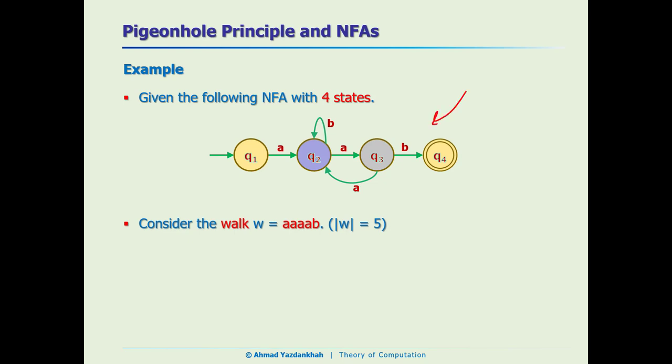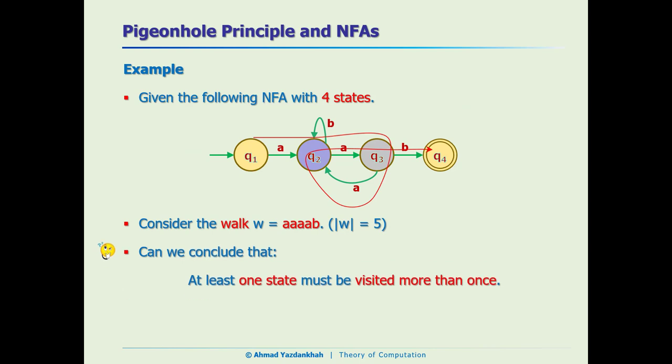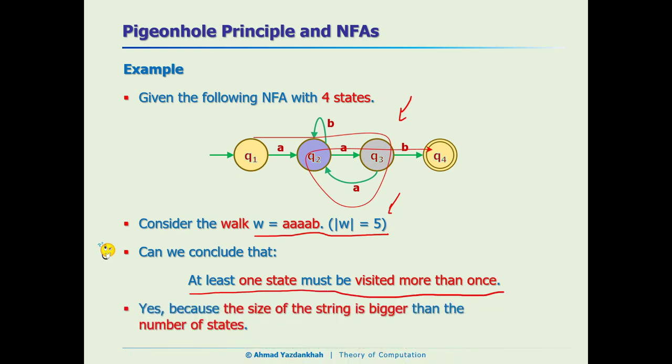Look at this NFA, and let's say we want to process this string AAAAB. So this would be a walk, right? So we input AAAAB here, and then what would happen? To find out the relationship between the pigeonhole principle and the NFAs, look at this string size. Its size is 5, but we have 4 states. Can we conclude that based on the pigeonhole principle, at least one state must be visited more than once? Yes, that's the application of the pigeonhole principle here.